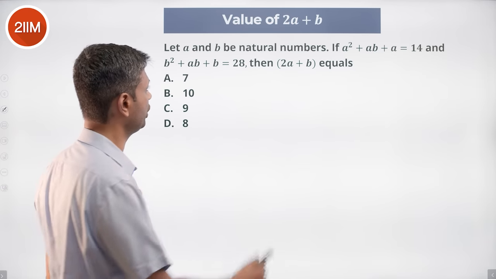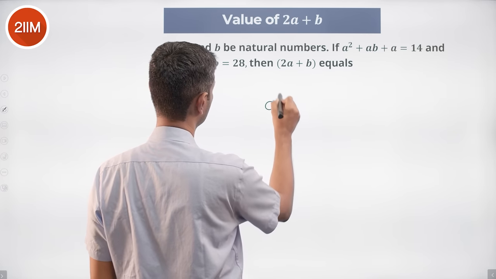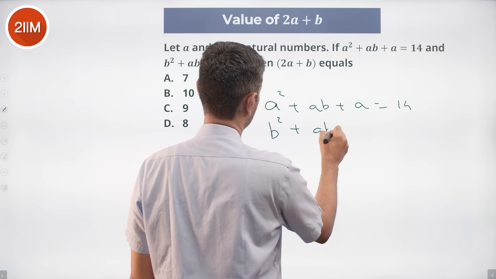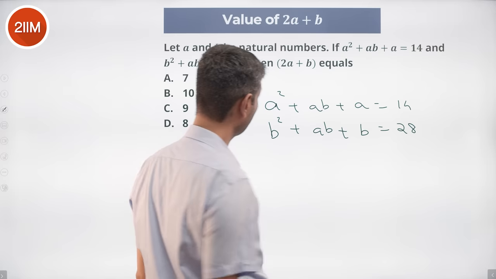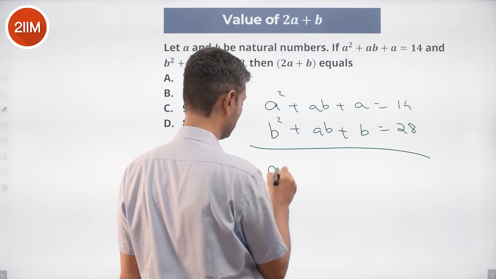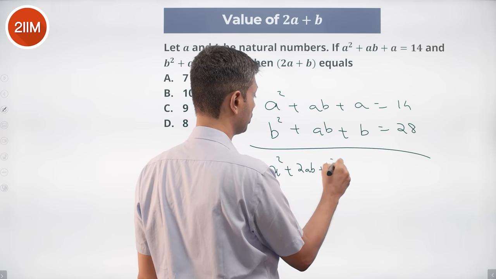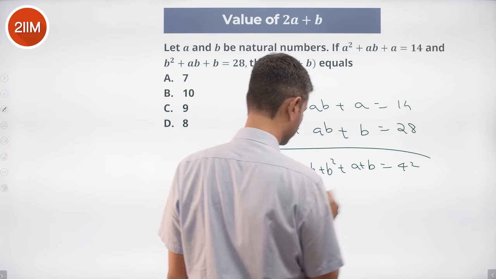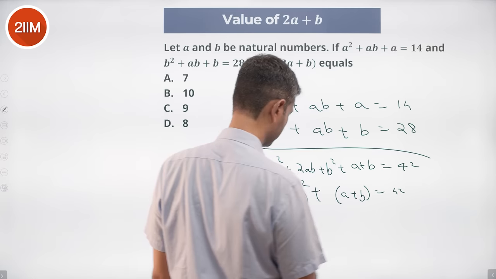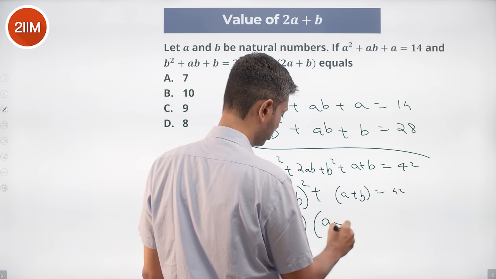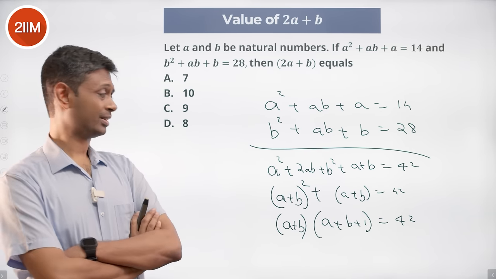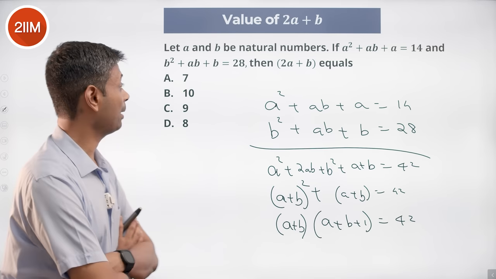A square plus AB plus A is 14. B square plus AB plus B is 14. These questions are painful. The only thing that's giving me sanity here is A and B being natural numbers. That's very nice, beautiful to get. What do we do? We add both of these. We get a square plus 2ab plus b square plus a plus b is 42, or a plus b whole square plus a plus b is 42. A plus b into a plus b plus 1 is 42. You put a plus b as x, x into x plus 1 is 42, or consecutive natural numbers. 6 into 7 is 42. A plus b is 6.